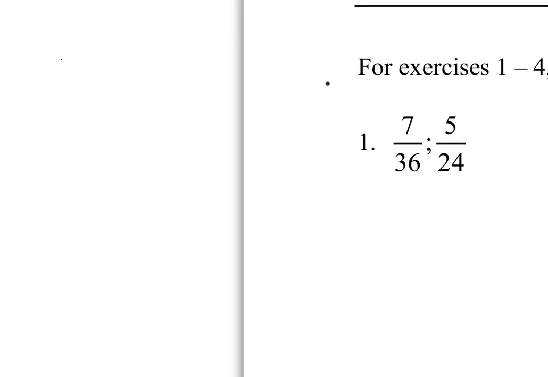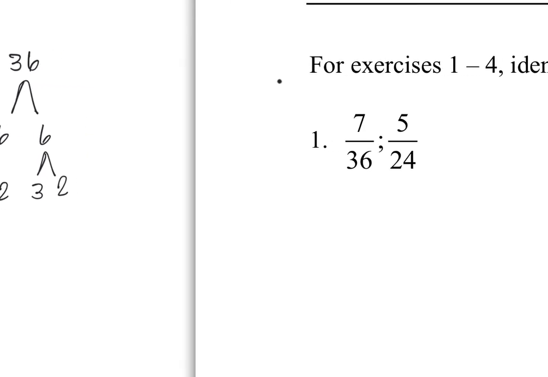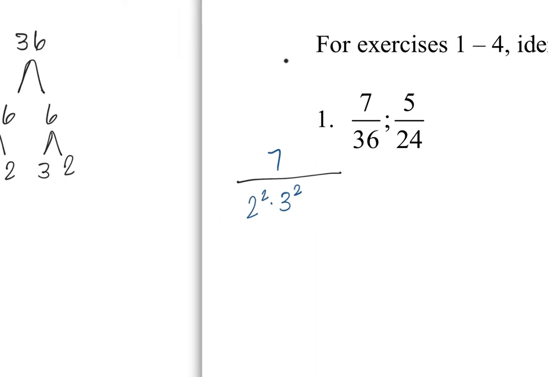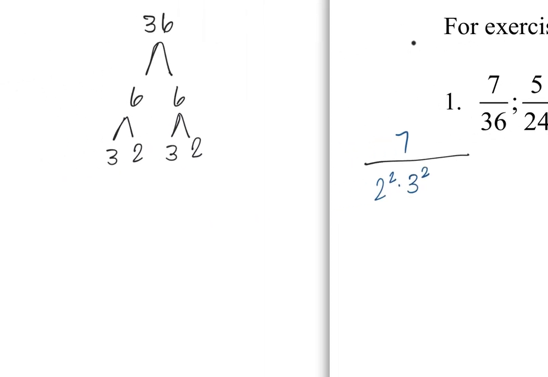So 36 is 6 times 6, but 6 and 6 are not prime. 6 is 3 times 2, and 3 times 2. So 36 can be written as 2 squared times 3 squared. And that's because the multiplicity of 2 happened twice, and 3 happened twice, okay?